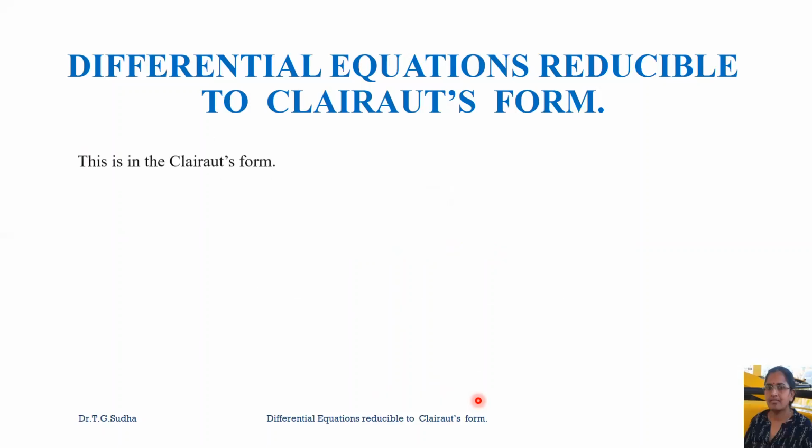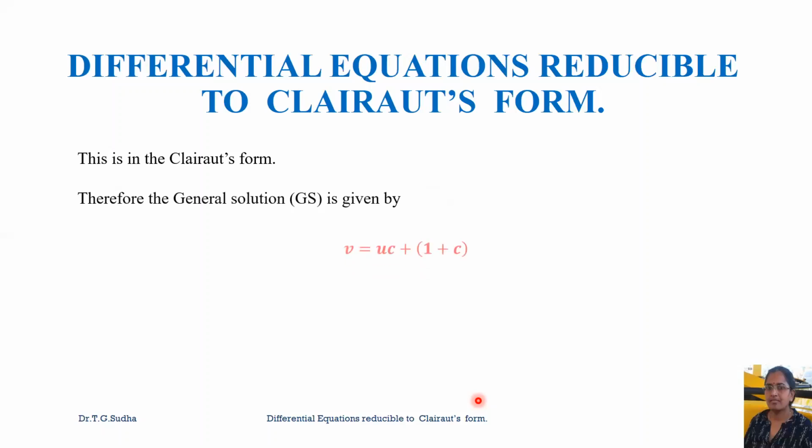So we get the general solution as V is equal to UC plus 1 plus C. So now you give back the substitution. What is V and what is U? So V was y square. U was x square. So y square is equal to x square c plus 1 plus c is the general solution. Now we need to find the singular solution.